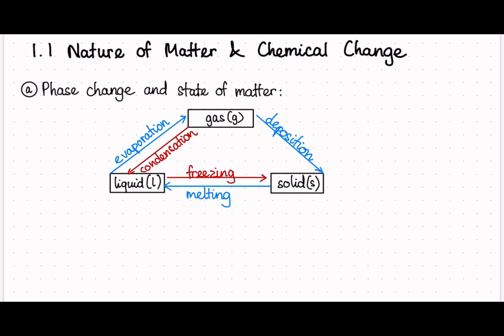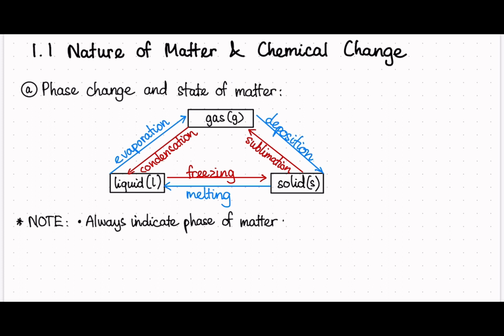A few notes for this subsection: when you later write the equation for a chemical reaction, always try to indicate the phase of matter in the chemical equation, because the more complicated the reaction is, the more important it is that the phase or state of matter is accurate to what was said in the prompt or in the question.